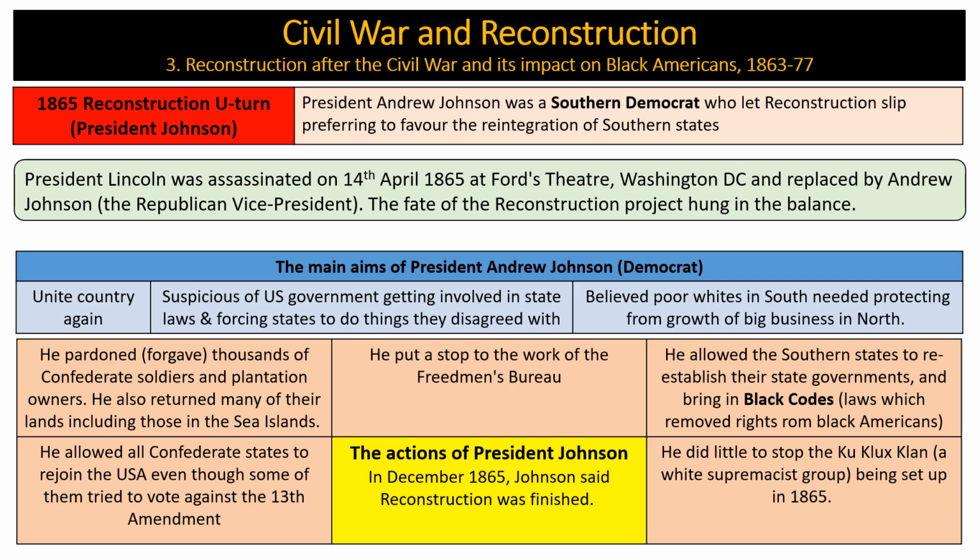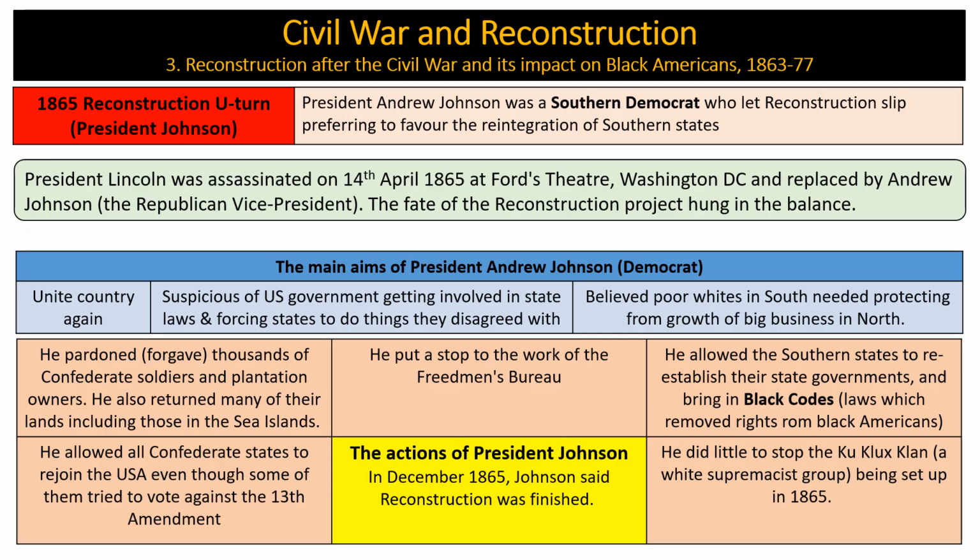He prefers the reintegration of southern states. So the main aims of President Johnson were to unite the country again. He was suspicious of the American government getting involved in state laws and forcing states to do things they disagreed with, very much believed in states' rights, and he believed that poor whites in the South needed protecting from the growth of big business in the North.